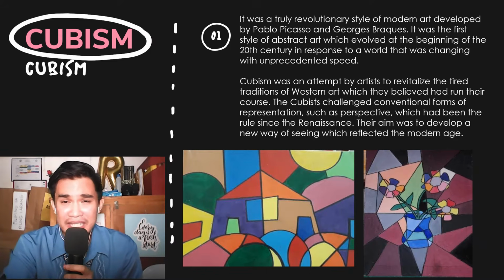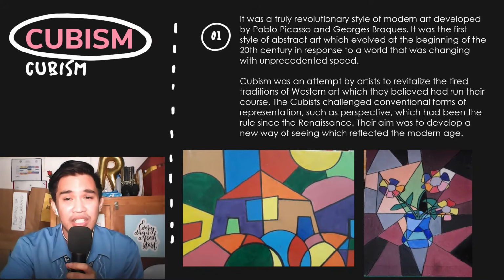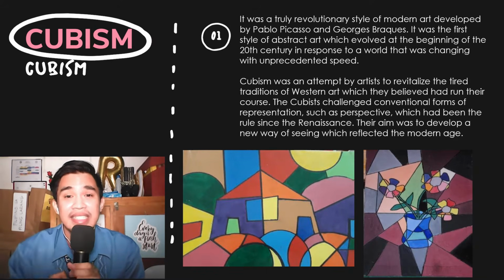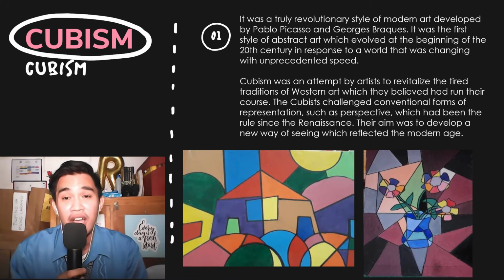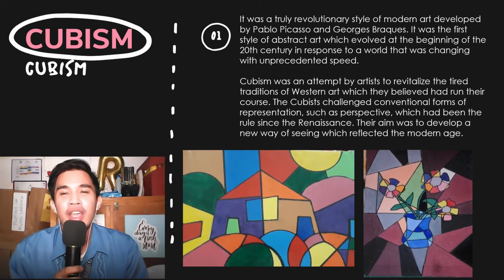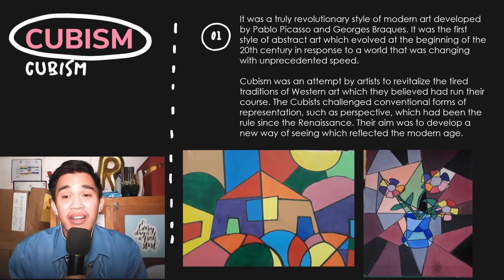Cubism was an attempt by artists to revitalize the tired traditions of Western art, which they believed had run their course. The Cubists challenged conventional forms of representation such as perspective, which had been the rule since the Renaissance. Their aim was to develop a new way of seeing which reflected the modern age.